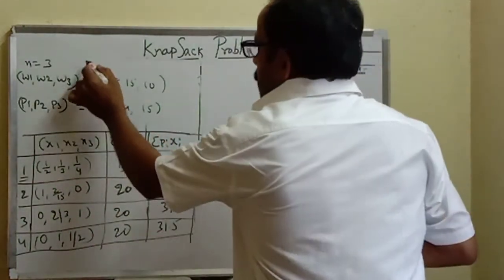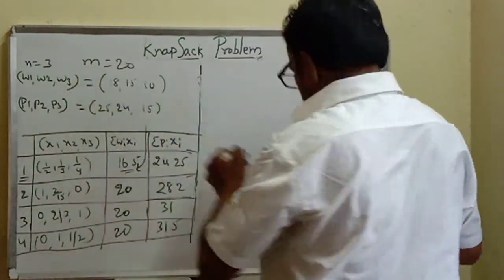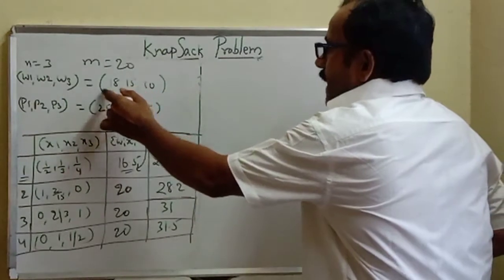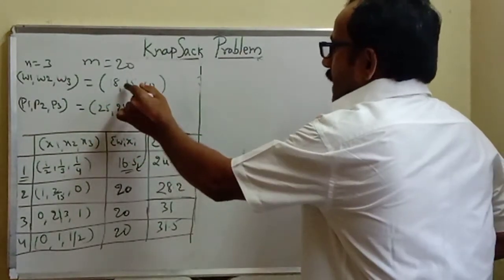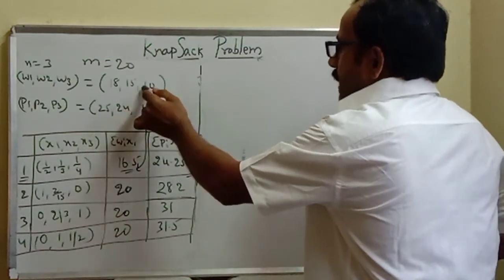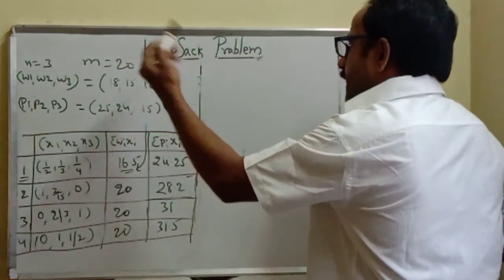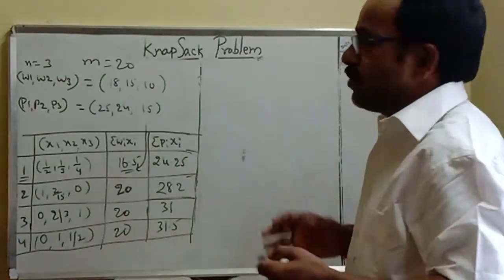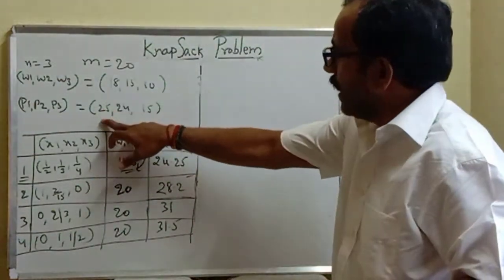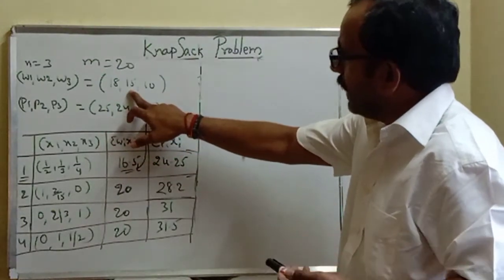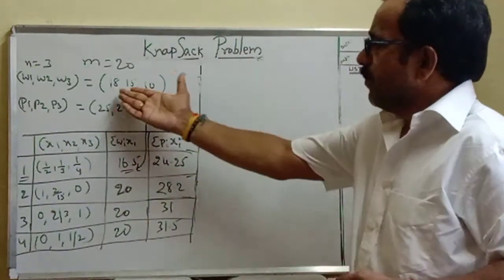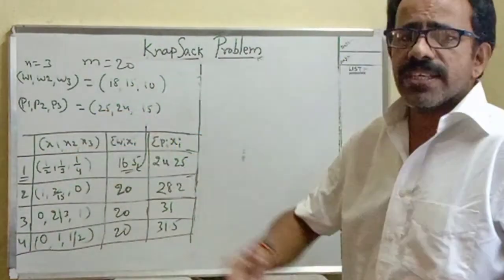Here knapsack capacity m equal to 20. The number of items is 3. The first item weight is 18 and first item profit is 25. The second item weight is 15; if we completely consider it, then we get a profit of 24. The third item weight is 10 units; if we completely consider the third item, then we only get 15 units of profit. Okay? If you consider an item completely, only then we get the full profit. Otherwise, if you consider a fraction, then we get the same fraction of the profit.